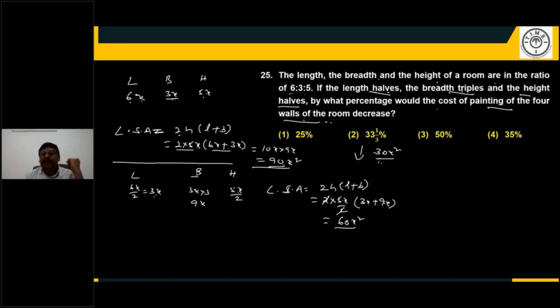From where? From 90, into 100, means, students, 33 is 1 by 3. Students, this is 1 by 3. 1 by 3 means 33.33% or 33 1 by 3%. My answer is choice 2. Am I clear? Area of 4 walls is called cost of painting, means area of 4 walls or lateral surface area, please.